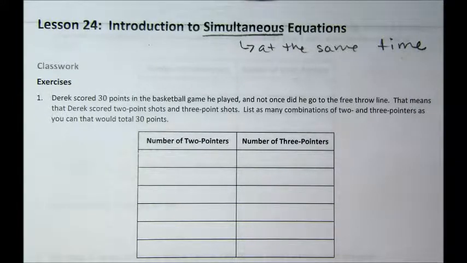Today we're going to be working on Module 4, Lesson 24, an Introduction to Simultaneous Equations. Take 10 seconds to make sure your heading is at the top of your paper and that you're looking at Lesson 24.